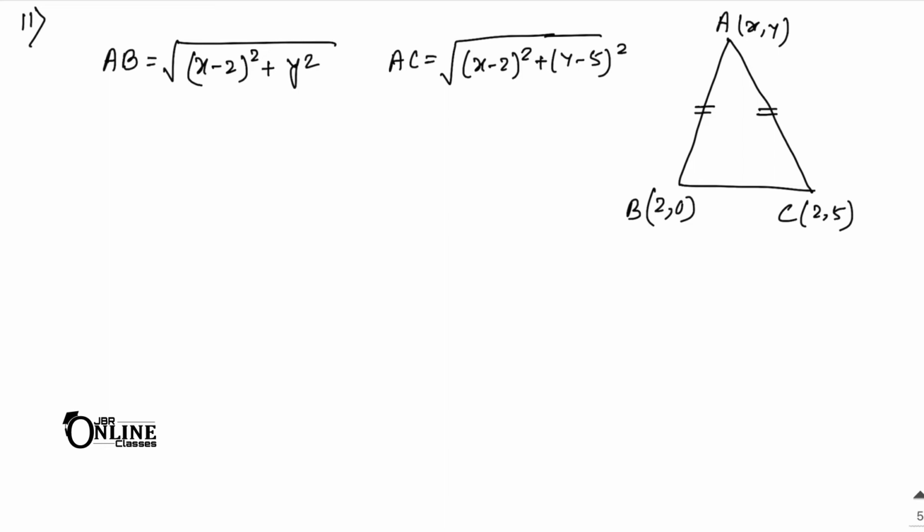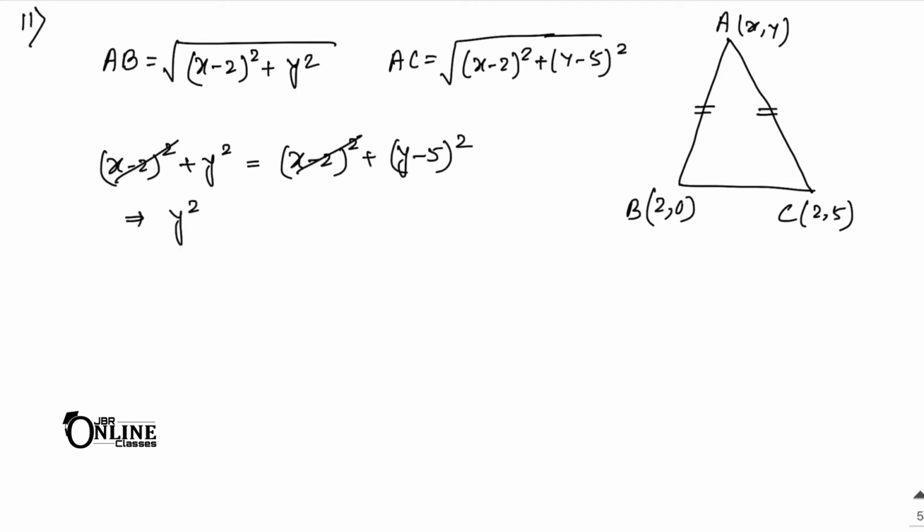So as AB equal to AC, you can write down this one as (x minus 2) whole square plus y square. This one equal to (x minus 2) whole square plus (y minus 5) whole square. So (x minus 2) cancel out. Here y square equal to y square minus 10y plus 25. Again y square cancel out.